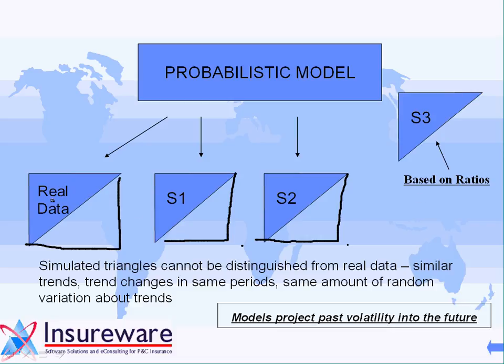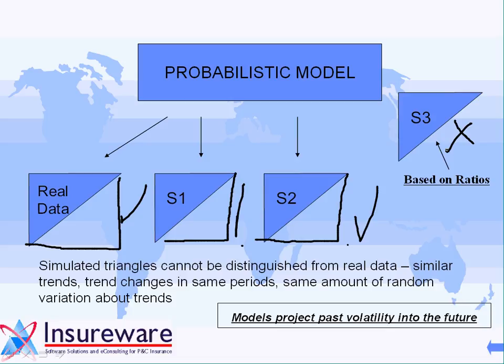We now take these 4 triangles, real, S1, S2, and S3, to another actuary that has this product and is familiar with this product. What will he, or she, be able to tell us? In about 10 seconds for each triangle, this is what they'll be able to tell us. I can't tell you the difference between these 3 triangles. They have the same features, but I can tell you that this is the odd man out.